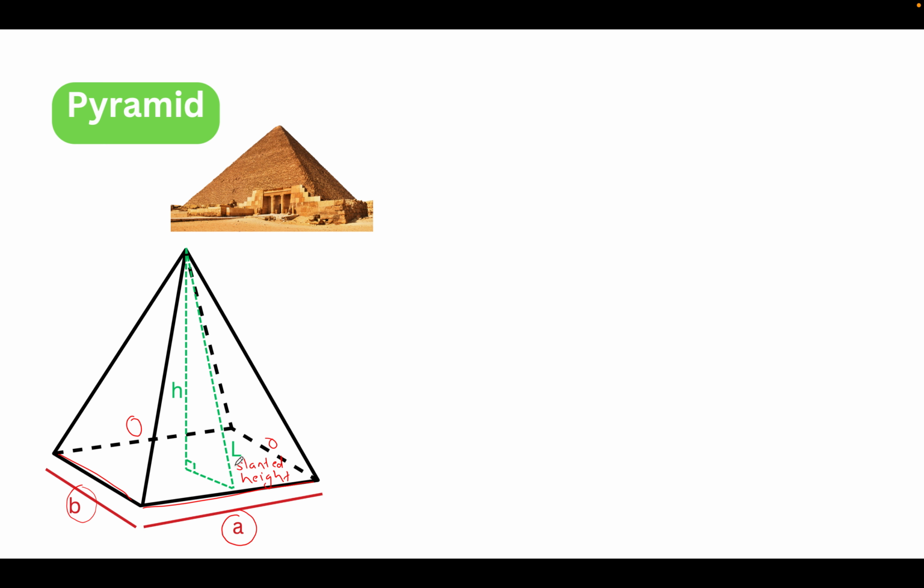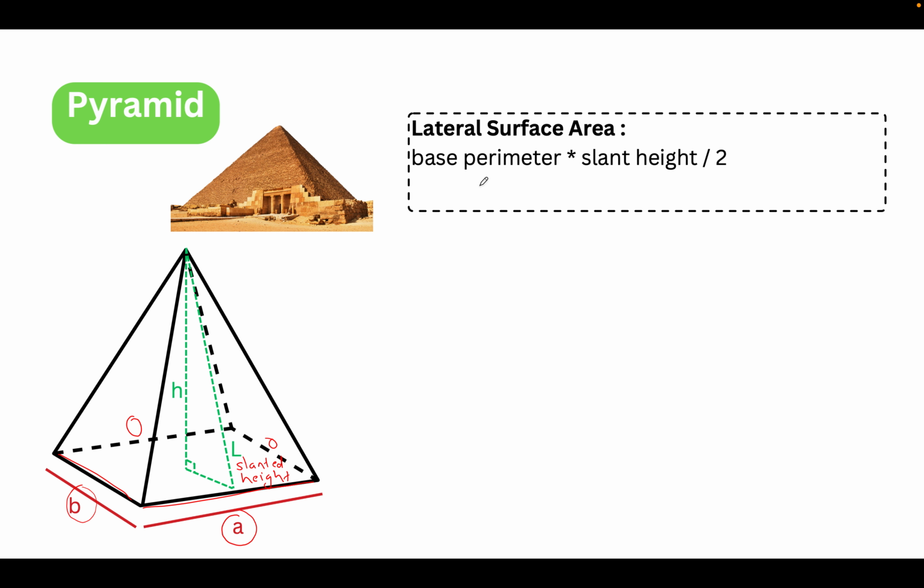Now to find the lateral surface area, we will find the base perimeter, that is A plus B plus A plus B, multiply that with the slant height, which is L, and divide that by 2. So this is about the lateral surface area of a pyramid.